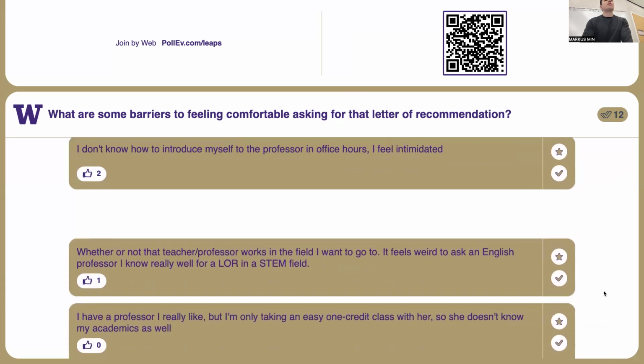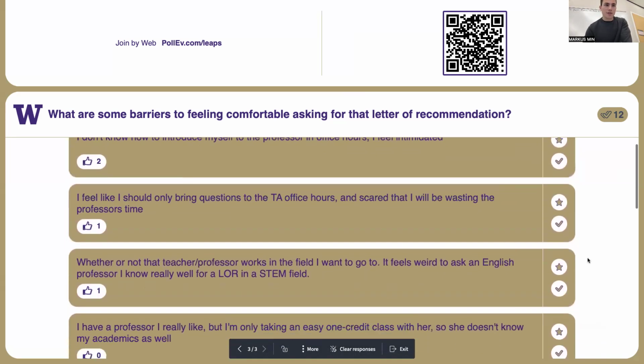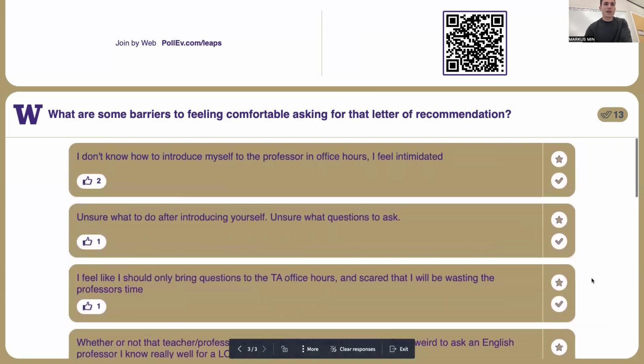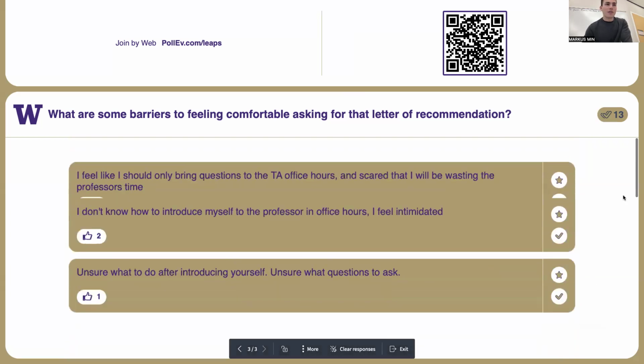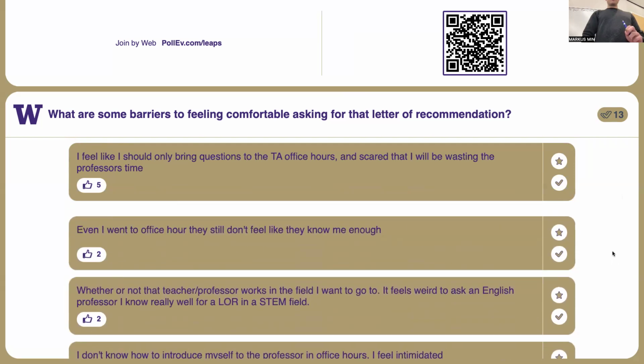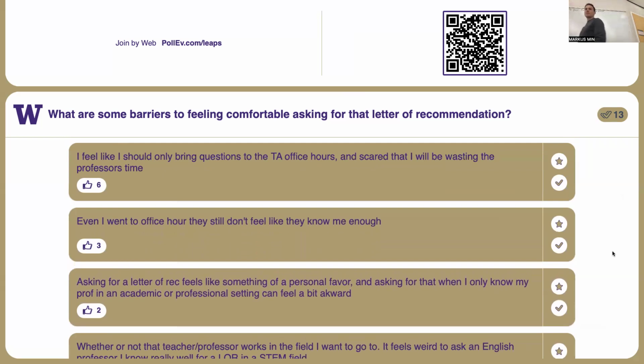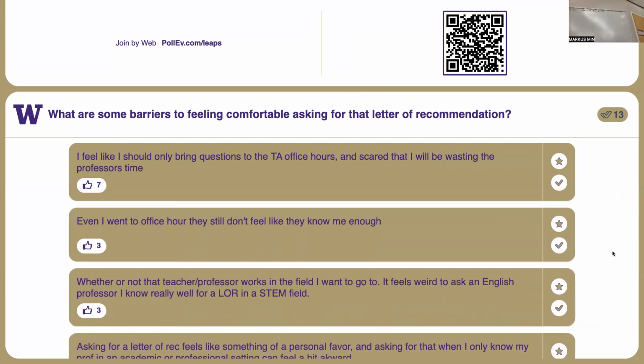So we have 13 or so. Cool. Keep on upvoting the ones that resonate with you and make sure to look through the other ones. But I totally agree with a lot of what I'm seeing up here. I'm very curious about this first one. This didn't come up last year.